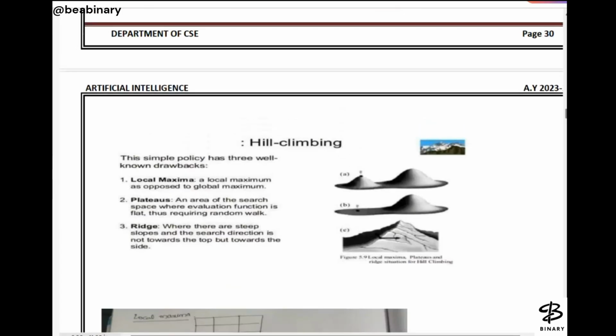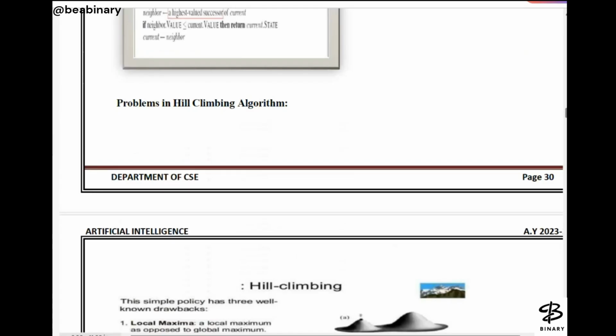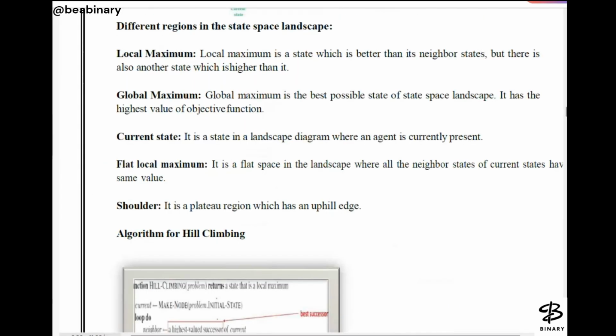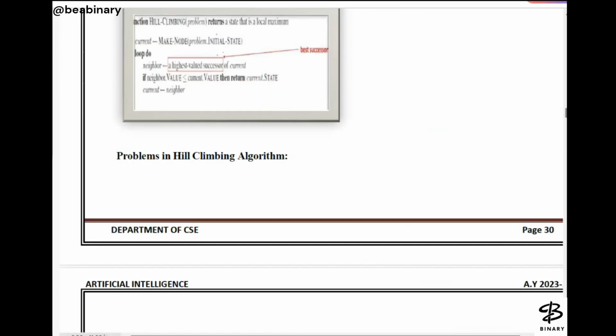So we can say that the three main drawbacks of hill climbing are: a local maxima as opposed to a global maxima; a plateau, an area of the search space where the evaluation function is flat; and a random walk or random traversal in a range where there is a steep slope and the search direction is not towards the top but towards the side. So these can be the disadvantages here. Simply, we are talking about whether we are moving downward or moving upward.